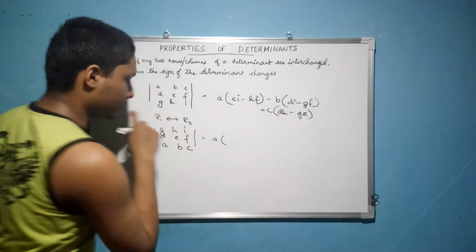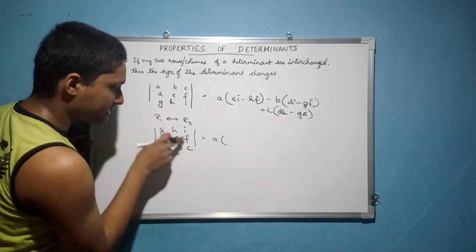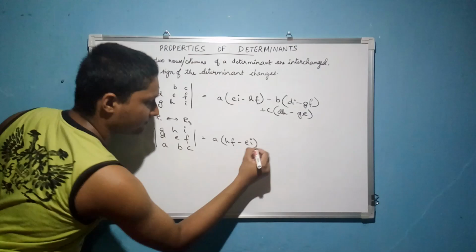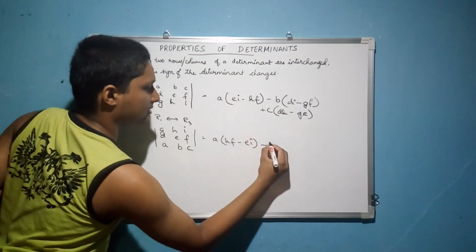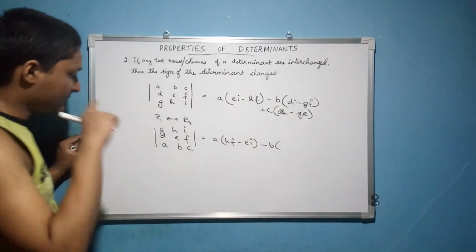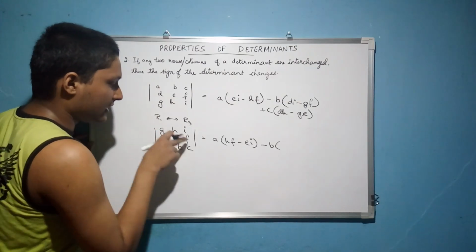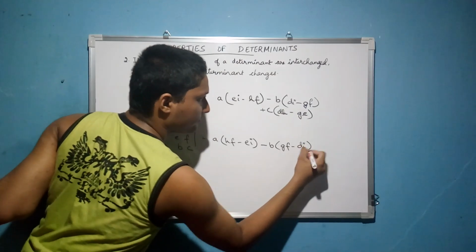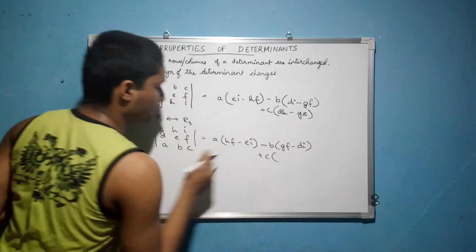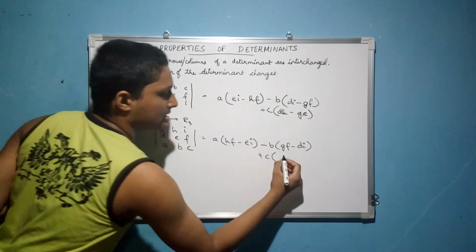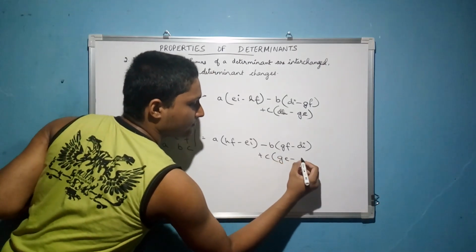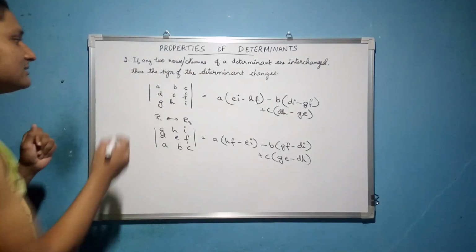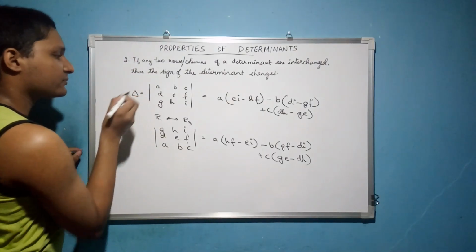So it starts with A into HF minus EI, minus B into GF minus DI, plus C into GE minus DH. Okay. If I mark this as the determinant delta, right?